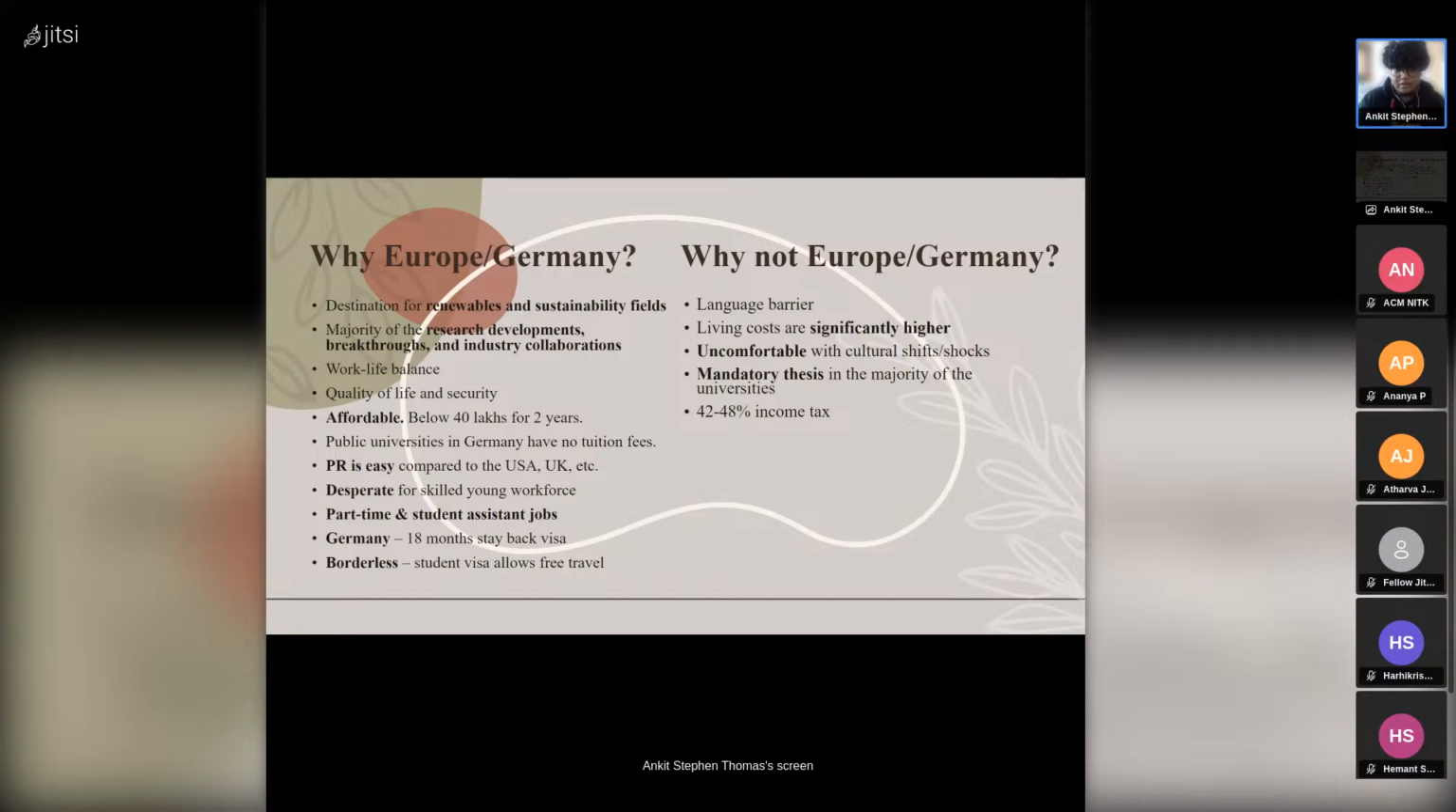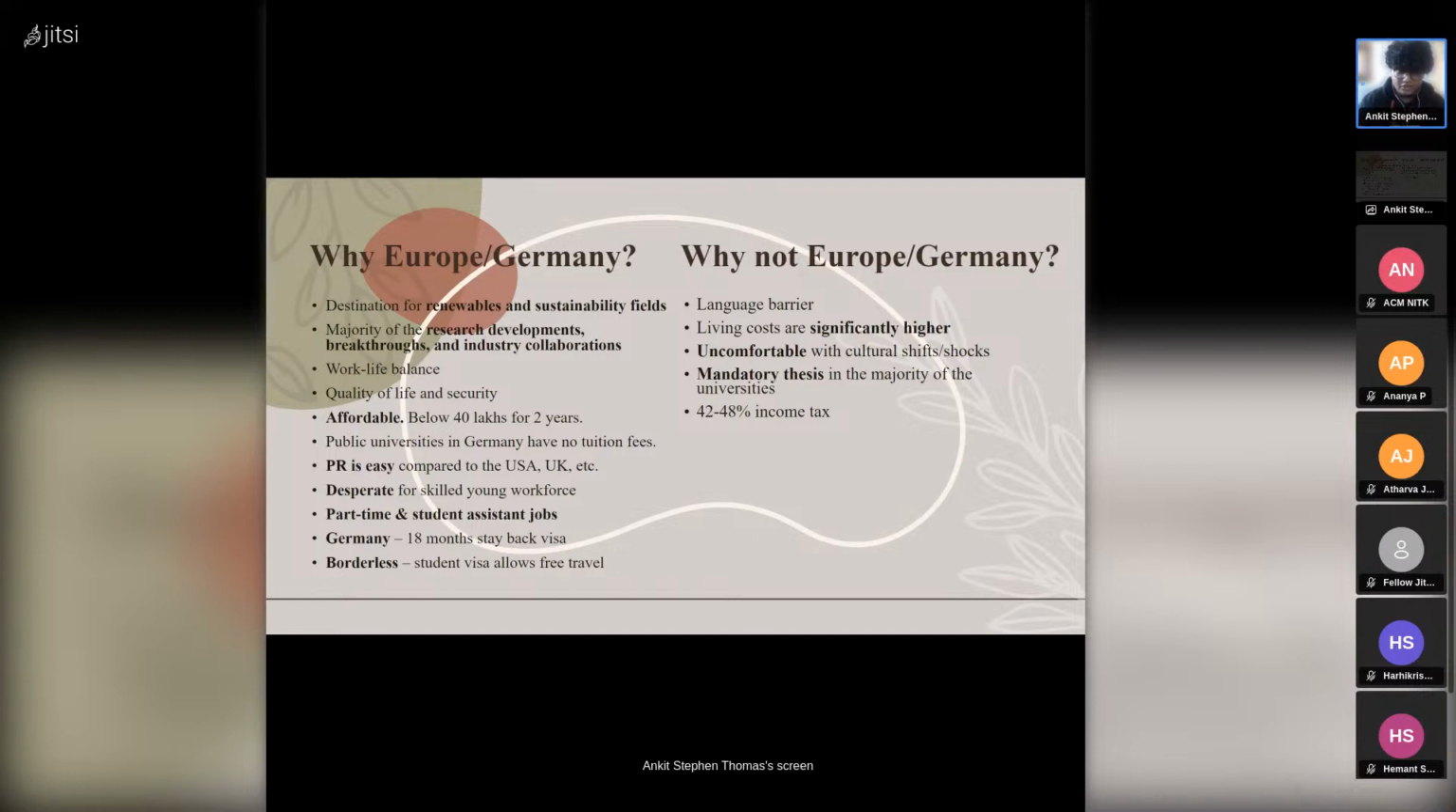And it's very affordable. I think, as Ananya rightly mentioned, there's this diverse spectrum of fees that you get to pay, and particularly public universities in Germany have no tuition fees. There's just a semester contribution that you have to pay, and that semester contribution is hardly a couple of hundred euros. PR is very, very easy in Europe, which is something that I want to highlight specifically.